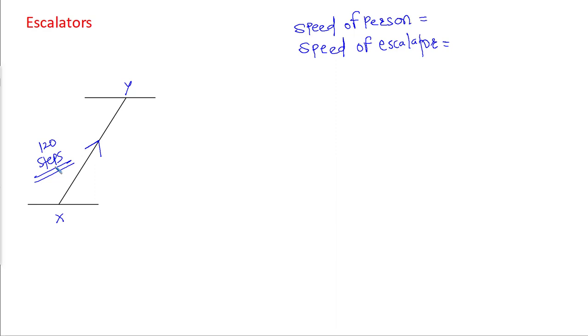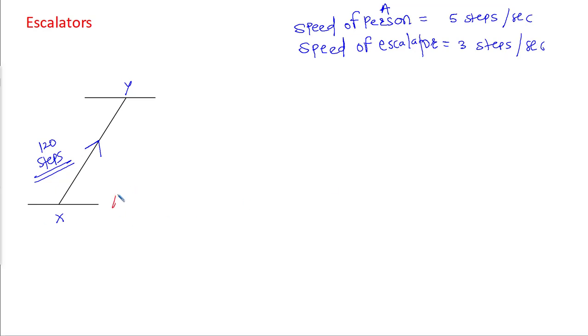Now we are going to assume a situation. Let's say there is a person A, and the speed of person A is 5 steps per second, and the speed of the escalator is 3 steps per second. So now let's have a look at the first situation.